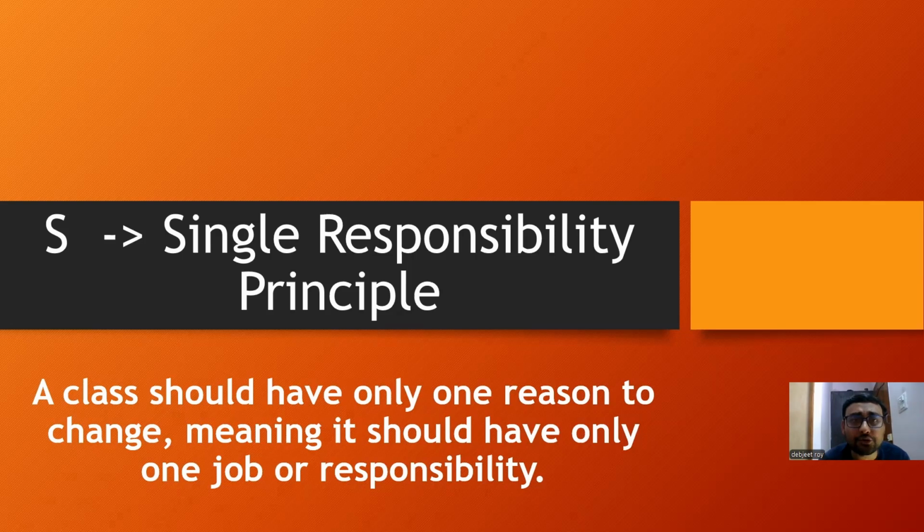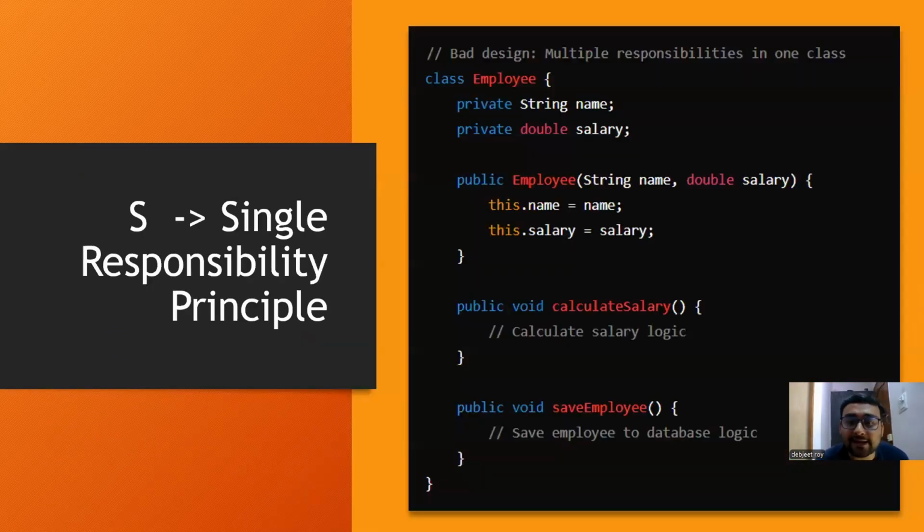Now let's understand through code how this actually works. This is basically a bad design according to the single responsibility principle. Why is it so? If you look closely, there is an Employee class with two field members, name and salary. A constructor is being created. But if you observe closely, there are two methods, a calculate salary method and a save employee method, both with different sets of functionalities.